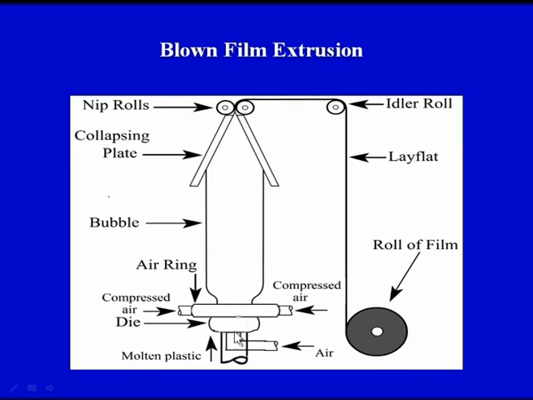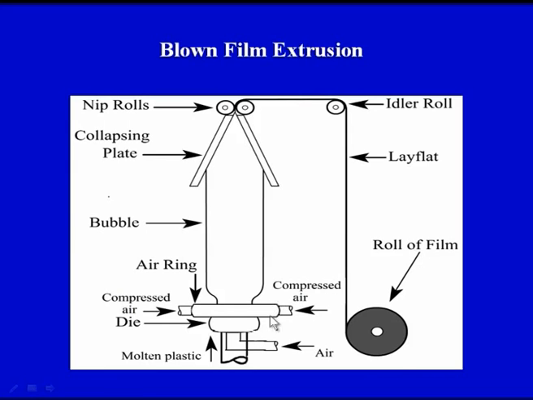So this plastic is being pulled up because of this movement of these nip rolls, and this bubble will move up, and at the collapsing plate it would collapse, and finally this is the sheet that we are generating, or the film that we are generating, that is blown film. This is the film, this is the idle roll, this is the lay flat. The final product is called a lay flat. This is the lay flat which is coming and getting wound over the roll. So this is the roll of the film.